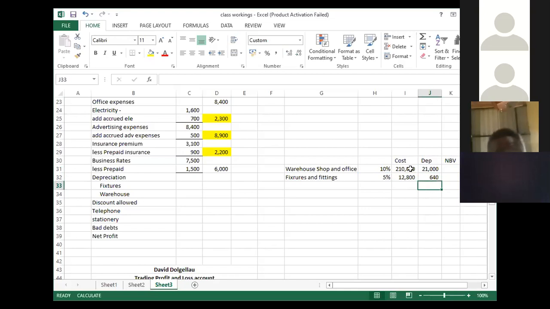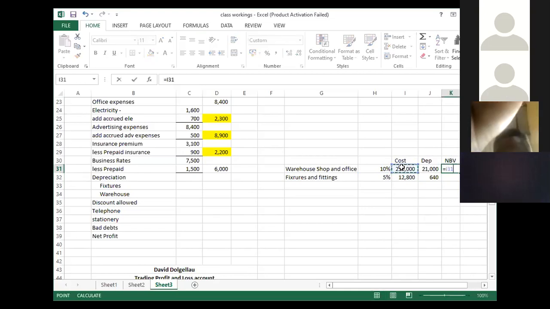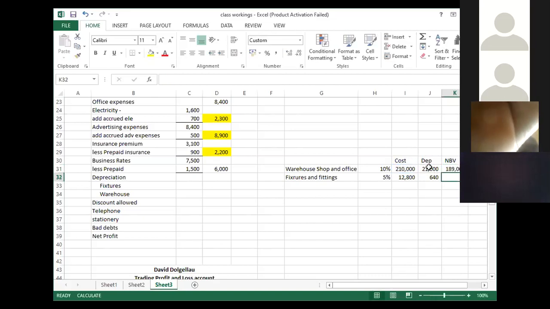And therefore, the net book value that should be carried there should be equal to the cost of the equipment minus the depreciation, which is 189,000. This will go to the balance sheet as the new value for that asset. And then the new value for fixtures and fittings will be 12,800 minus 640, and therefore we have 12,160.